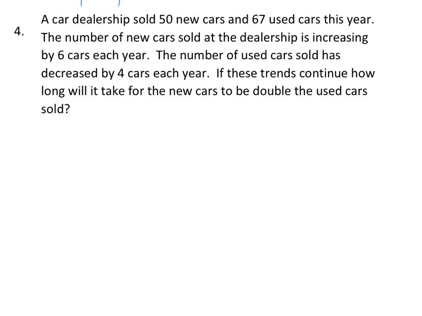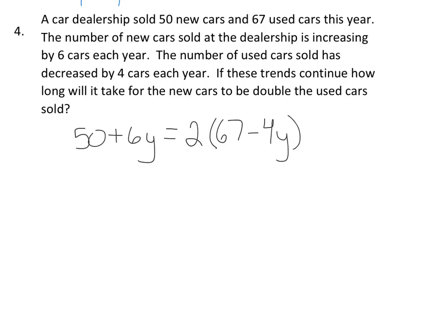So right now, you're selling 50 new cars, but it's increasing by 6 per year. So plus 6 times the number of years it's been. And we want that to be double, which means 2, and then parentheses, the 67 used cars, but they're decreasing by 4 each year. Okay?